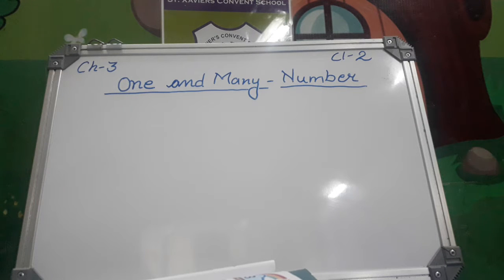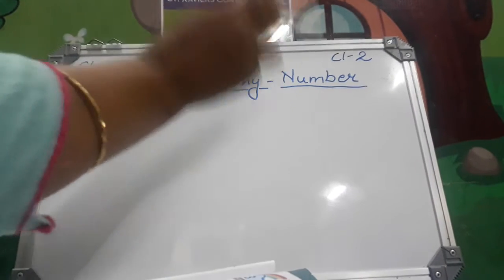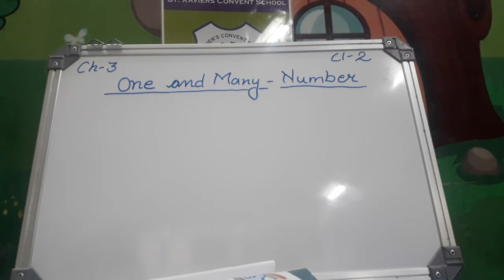It is your third chapter, one and many in numbers. Now go through this chapter. Nouns are divided into two groups. And what is a noun? You have already learned this in your previous chapter. What is a noun? The noun is the name of a person, place or thing. Name of a person, place or thing is called a noun.